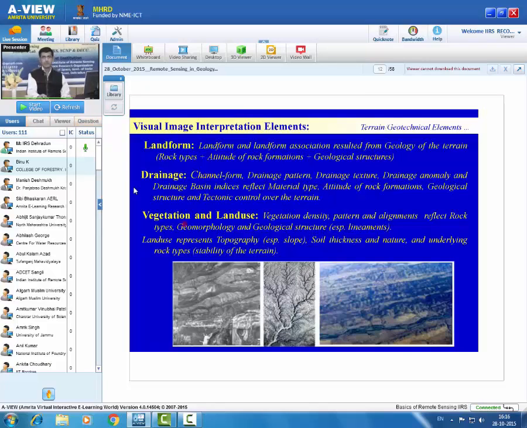Many more things are there in the drainage, these elements which help us to interpret the geology of that area. And very briefly, the vegetation and land use element is also very important for indirectly interpreting the geology of the area.